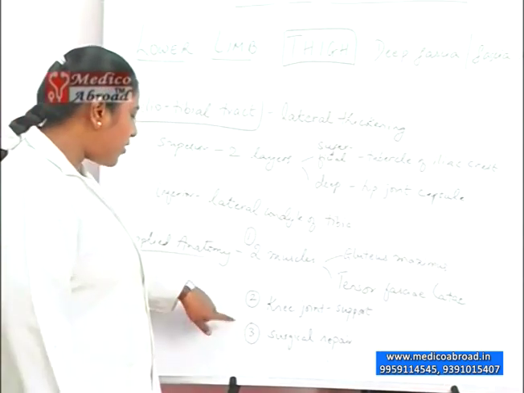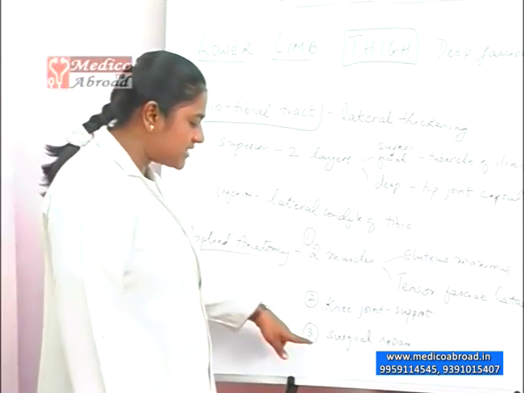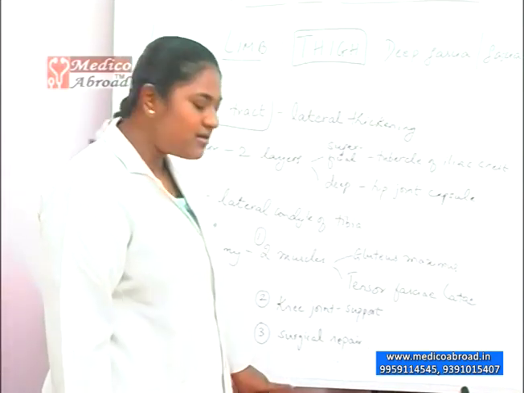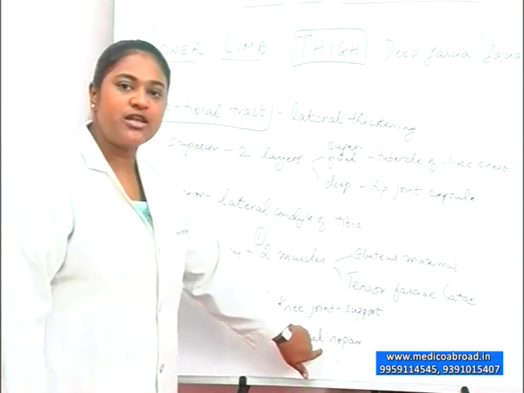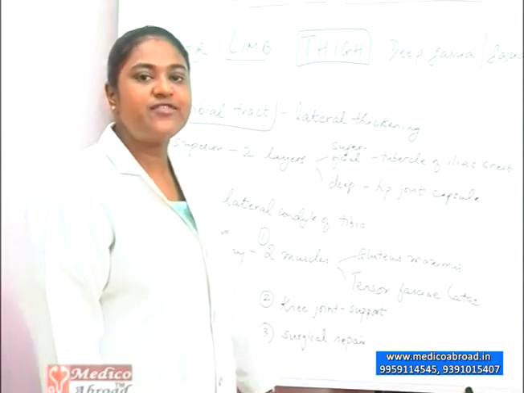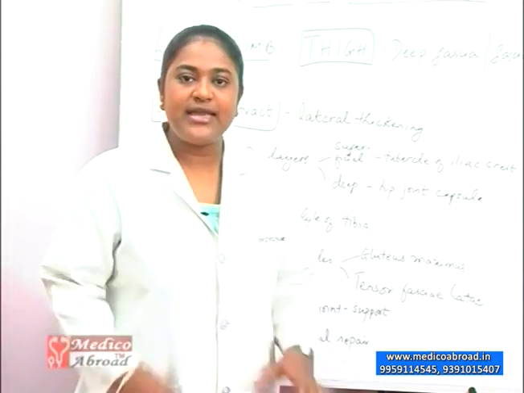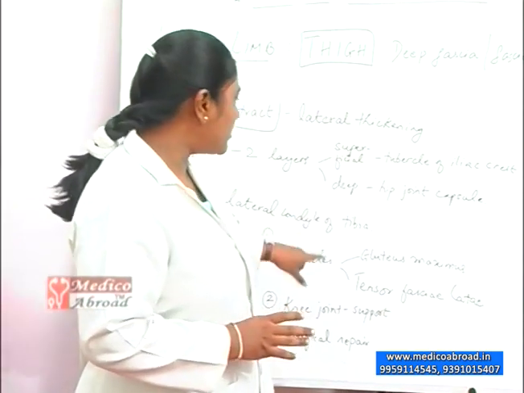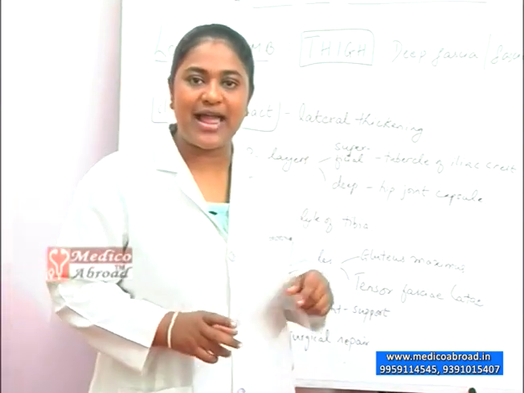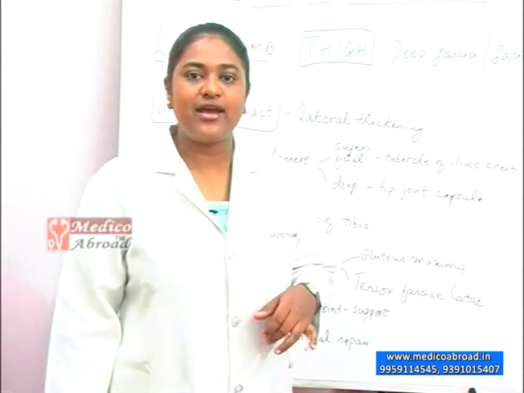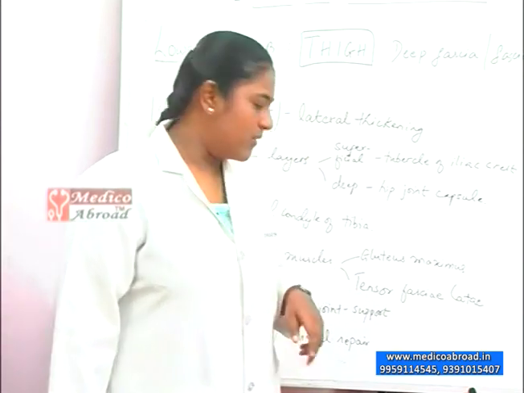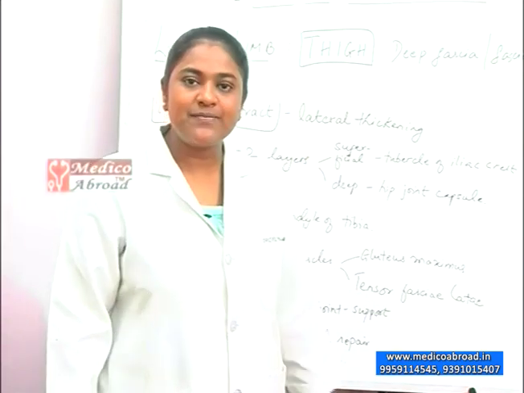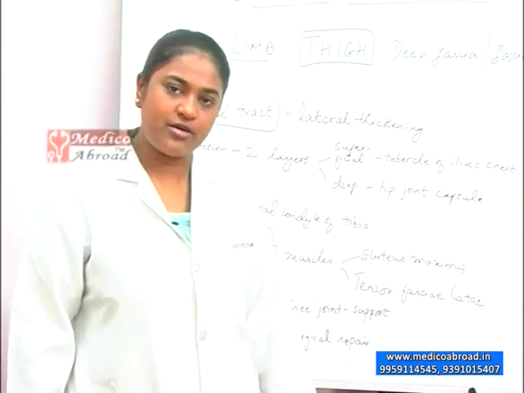Now, the third important thing about the iliotibial tract is in surgical repair and reconstruction. If there is a loss of tissue, it can be bridged by taking out a strip of this iliotibial tract and attaching it at that area where there is any loss of tissue. Therefore, this iliotibial tract is important in surgical repair.